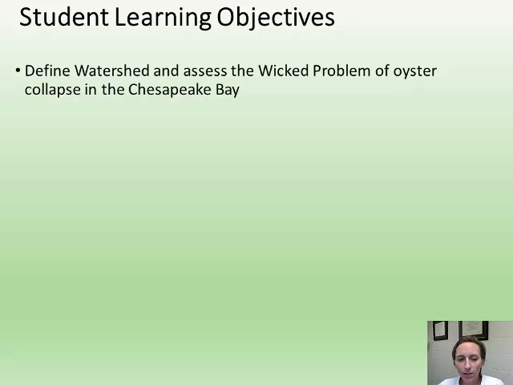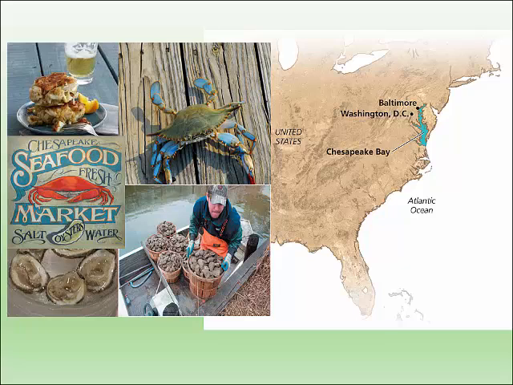The student learning objectives of this mini-lecture are to define watershed and assess the wicked problem of the oyster collapse in the Chesapeake Bay. One community that knows all too well the value of ecosystem services is the Chesapeake Bay, which is on the east coast of the U.S.